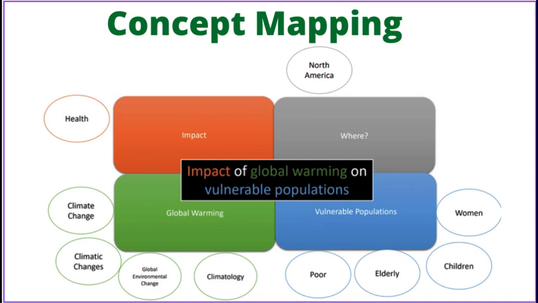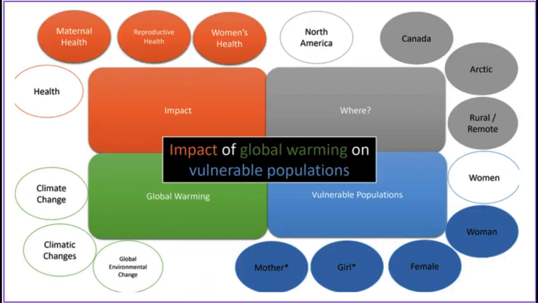And while we have narrowed down the topic tremendously so far, there's still work that we need to do. Namely, we have to define what health is, what particular health issue we're interested in looking at. I narrowed it down to looking at women's reproductive health, and I've added in the additional terms in the orange little circles. I also narrowed down the vulnerable population that I'm interested in researching, which has now been narrowed down to mother, girl, female, woman, or women.